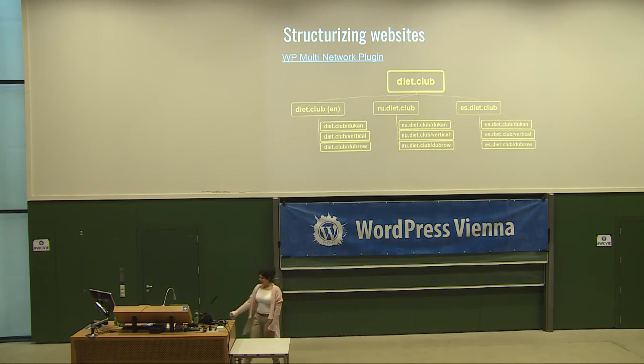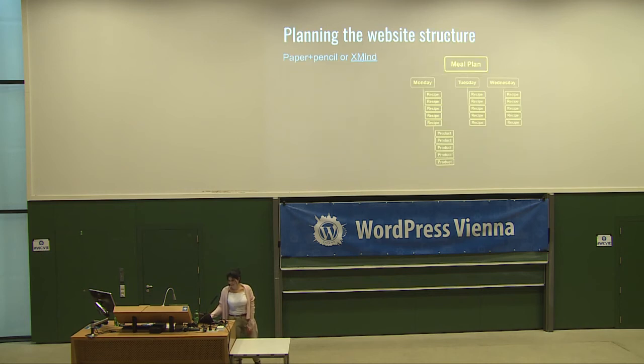The next step was just to plan the structure. We had the idea that if it's a meal plan for the week, it's kind of a table with every day of the week, five meals per day: breakfast, lunch, dinner, and two snacks. We were planning the content with pencil and paper, but some kind of mind map tool can be used for this. I used Xmind to make this scheme for the slides.